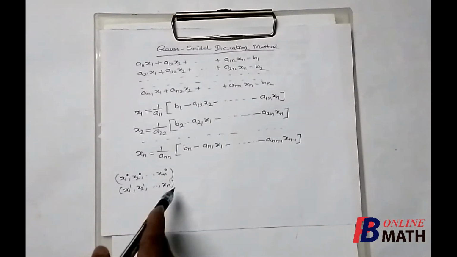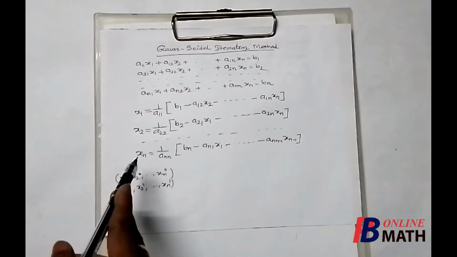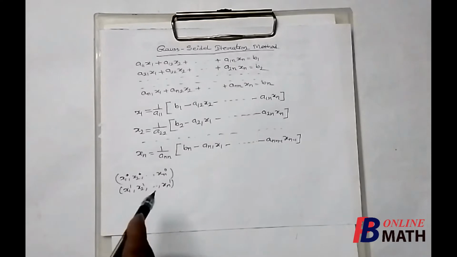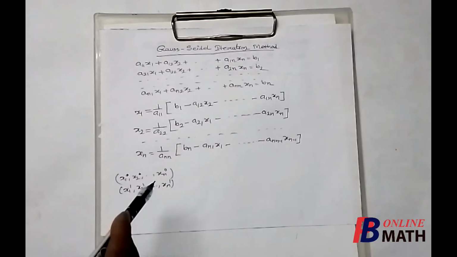Again we shall put this solution in these equations, so we shall get one better approximation. So continuing in this way, we shall find the successive approximations of the exact solutions. This method is known as Gauss-Seidel iteration method.